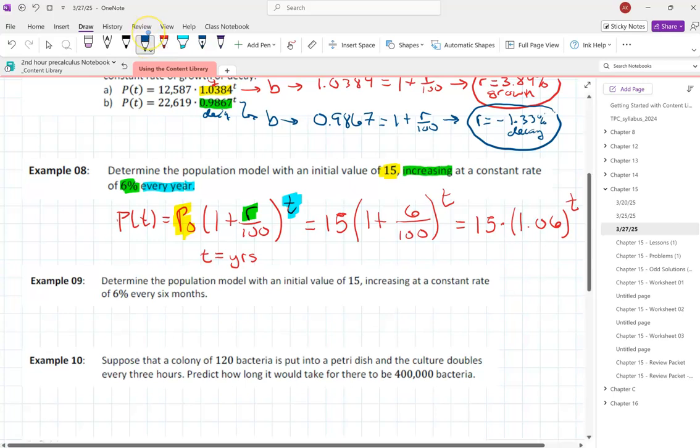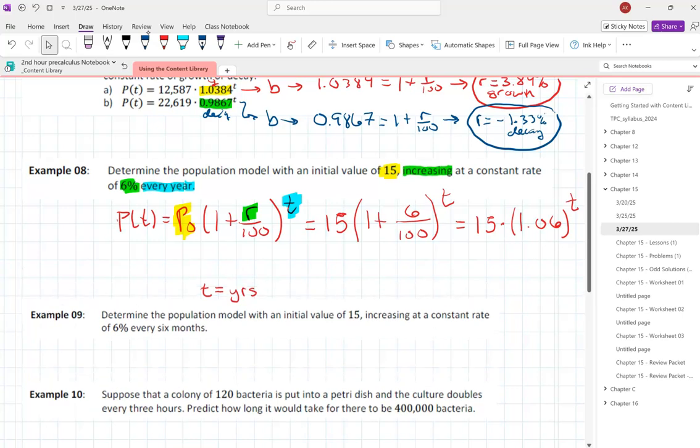Now I want to point out to you that I chose to represent t in years. If I had, say, done t in like centuries, what would I need to do here to adjust if the 6% is happening every year? How much of a century is 1 year?